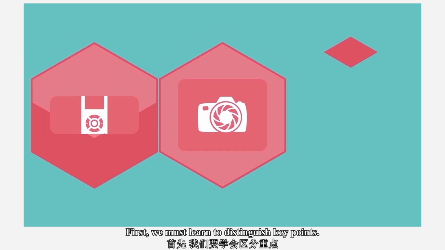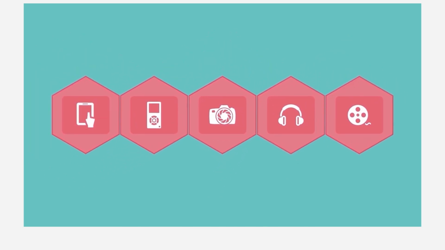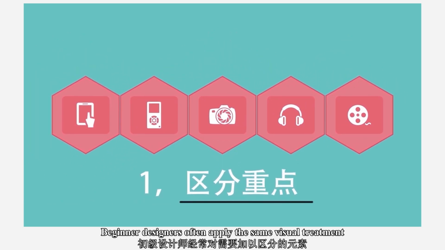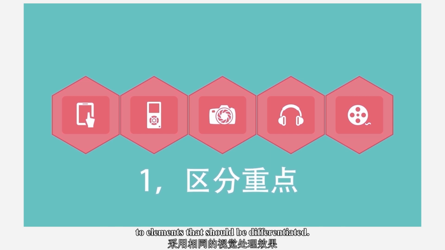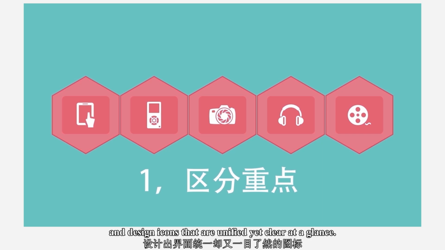First, we must learn to distinguish key points. Beginner designers often apply the same visual treatment to two elements that should be differentiated. Since screen elements have different functions, they should not be uniform. Therefore, we must learn to focus on key points and design icons that are unified yet clear at a glance.